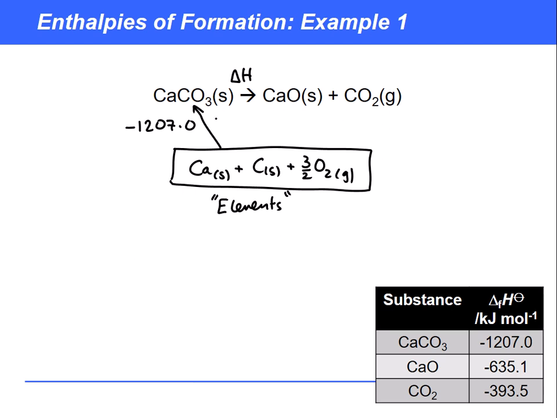Now we're going to need to complete the cycle by looking at how we would form calcium oxide. Well, we can see there that we need calcium and we need one half of O2 in order to do that, and that's going to release minus 635.1 kilojoules per mole. And the formation of CO2, we've got carbon that was left over, we've got 1 of the 1.5 O2s left, and so that is sufficient to form carbon dioxide, which is going to release minus 393.5 kilojoules per mole. So this is our Hess cycle complete.